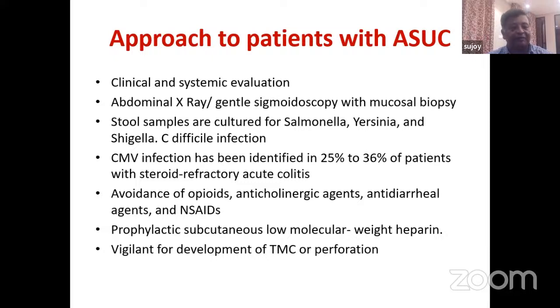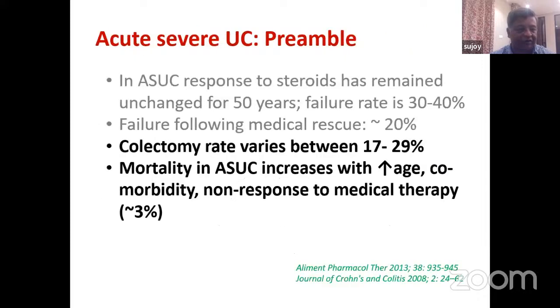Avoid the use of opioids, anticholinergic agents, antidiarrheal agents and NSAIDs in the acute setting. Use prophylactic subcutaneous low molecular weight heparin, but avoid it in those patients who are profusely bleeding. And be vigilant for the development of toxic megacolon or perforation. So these are the initial steps which are common. But the main thing that you're looking at is the background data.